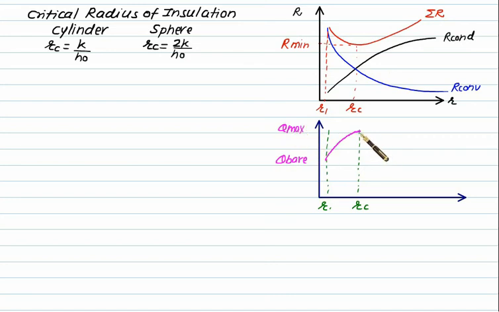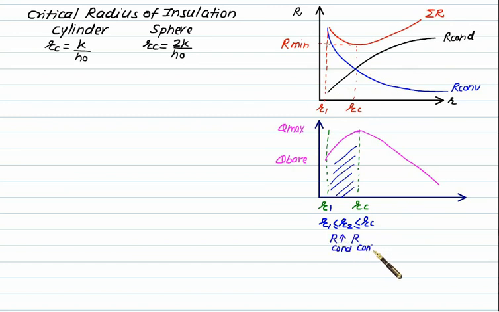And if any insulation is added, the heat transfer rate will go on decreasing. So in this region, between R1 and RC, if you apply insulation with R1 less than R2 less than RC, the conduction resistance will increase, the convection resistance will decrease, and the heat transfer will increase. This is best suitable for electrical wires.